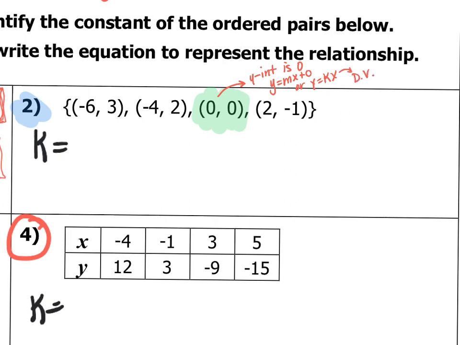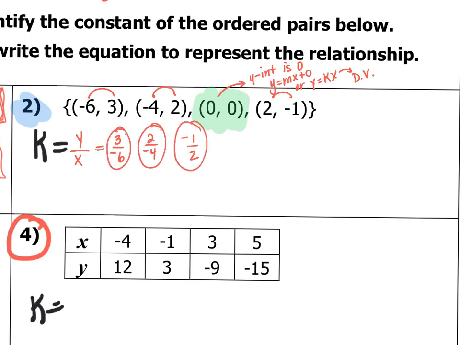So let's find k. K is the same as y over x, or k is also slope. So you can choose to do the slope formula, or you can just put y over x, 2 over negative 4. I just want to check that they're all the same, just to confirm. So that gives me negative 1/2, negative 1/2, negative 1/2. K has got to be negative 1/2. My slope has got to be negative 1/2.